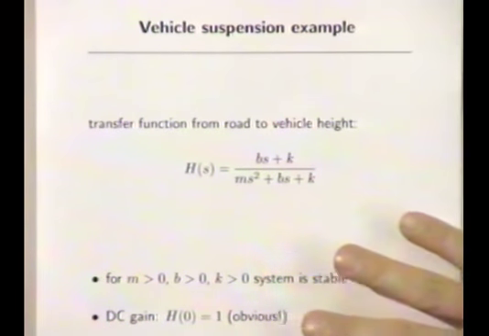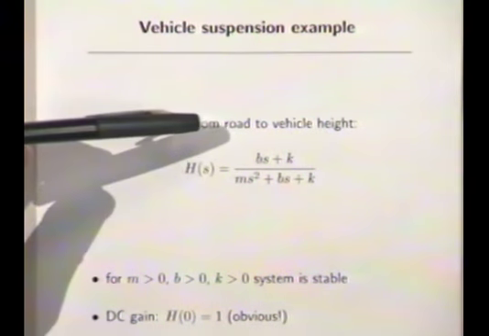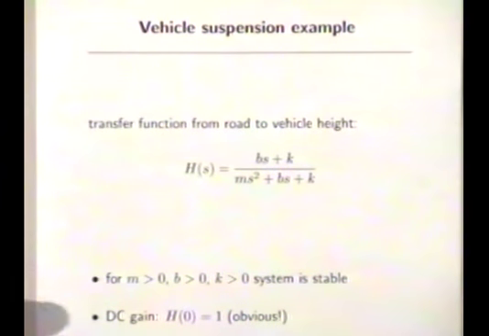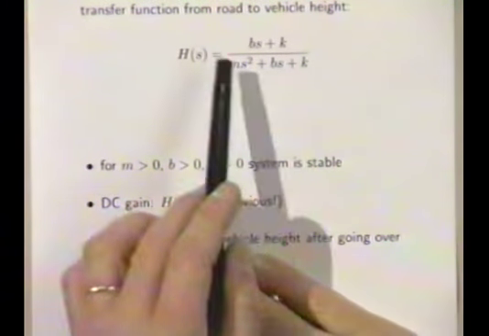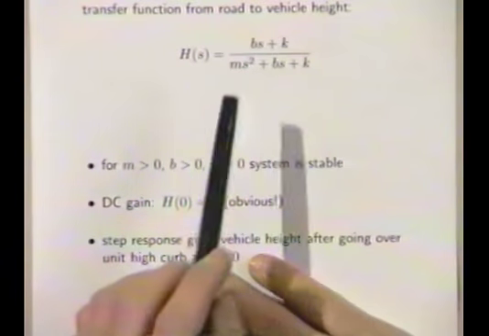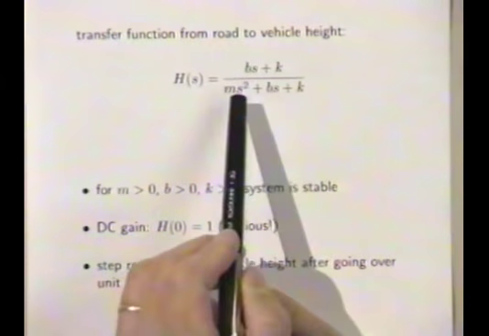Okay, so let's look at some examples to get a physical feel for these ideas of impulse response, step response, and DC gain. So we go back to the vehicle suspension example. It's the transfer function from the road to the vehicle height, given by the second order differential equation. Here's the transfer function. Well, the mass, damping, and stiffness are all positive, so this is stable. Both roots of this are in the left half plane. The DC gain, how do I get that? I plug in s equals 0, and if I do that, I get K over K, which is 1.